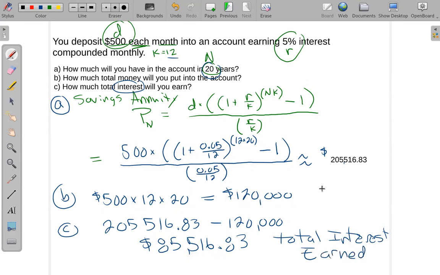Of 120 are my total deposits. And again, this right here, the 205,000 is the future value of those payments. Future value of this annuity.